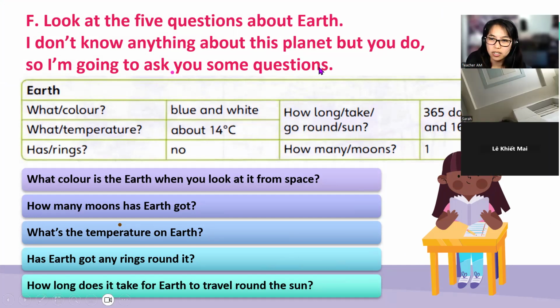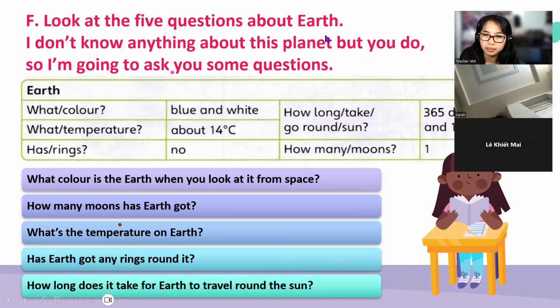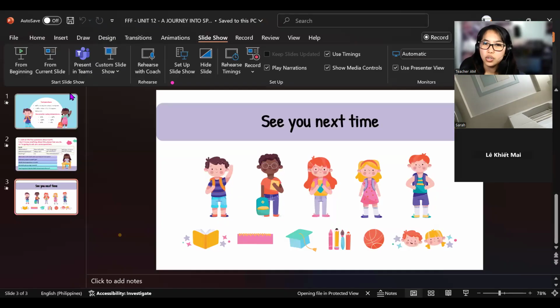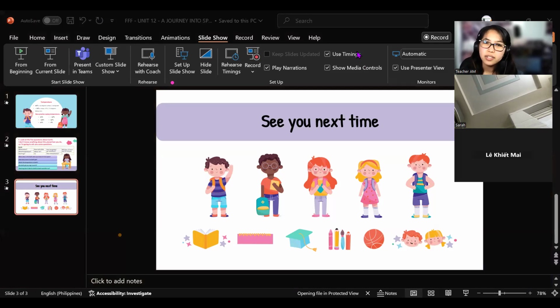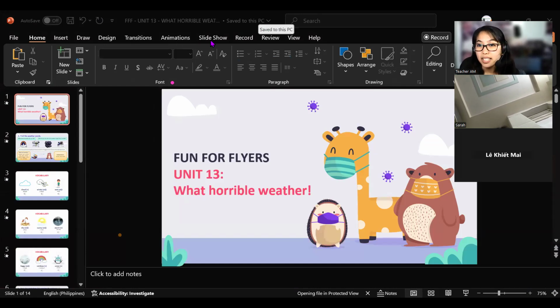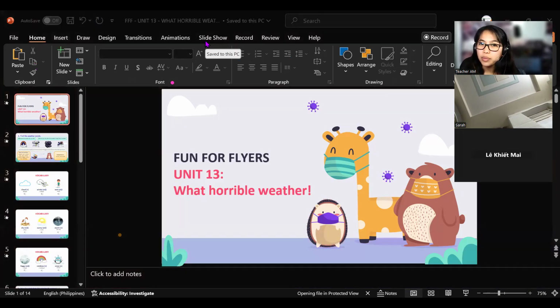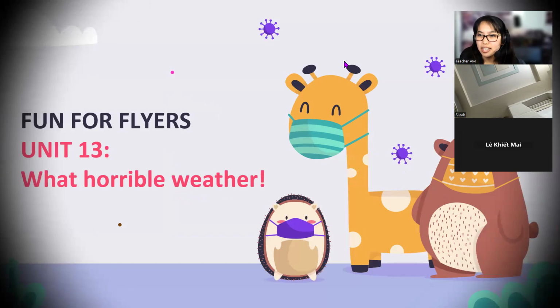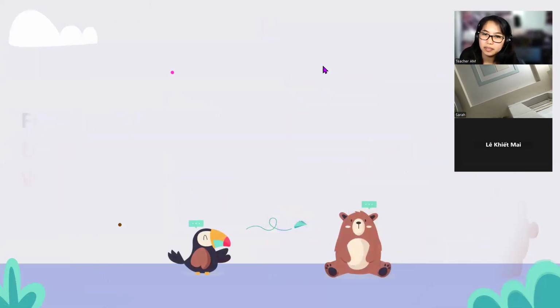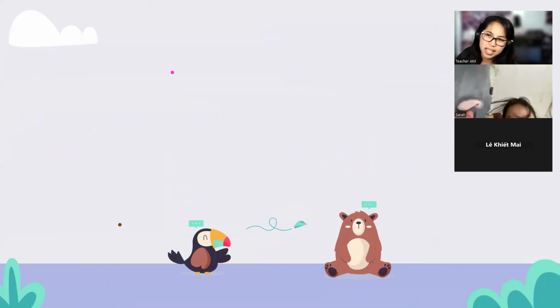So do you have any question here, Sarah and Mai? Nope. So in this unit, we learned about a journey into space. We also learned different planets, how to tell temperature, and a little detail about our planet Earth. So, how can we take care of our planet, Sarah and Mai? Remember that our planet is our home. This is where we live. So how can we take care of it?